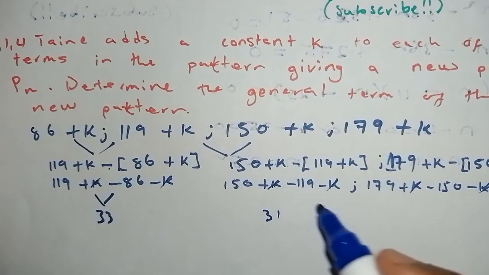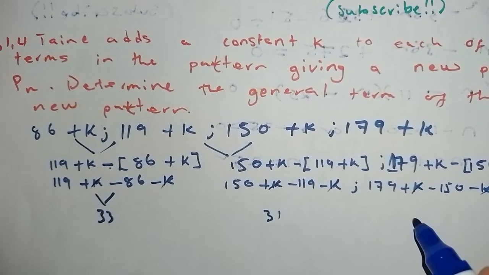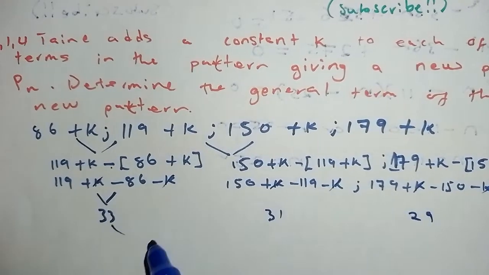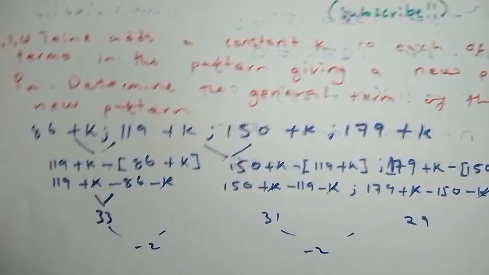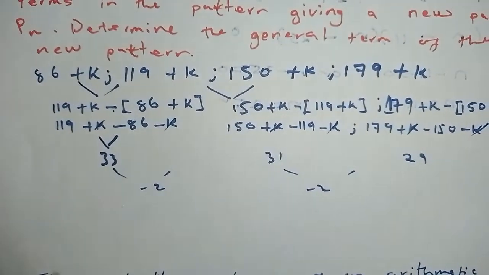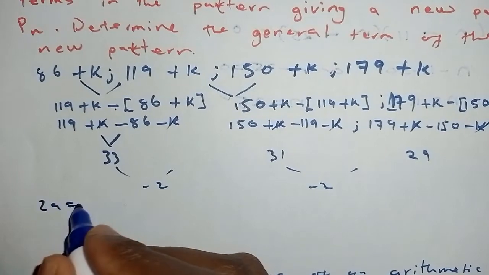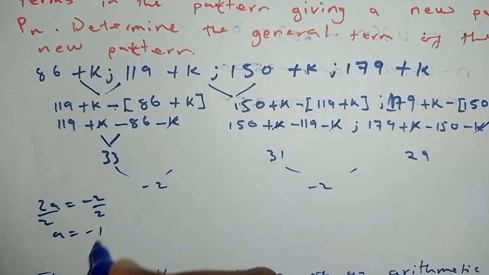And then this one, what is this one? It's 29. Then you got negative 2. That is what we got from the previous, right? And then you can just say, 2a is equals to negative 2, then divide by 2, a is equals to negative 1.